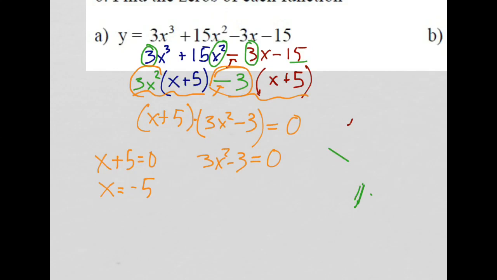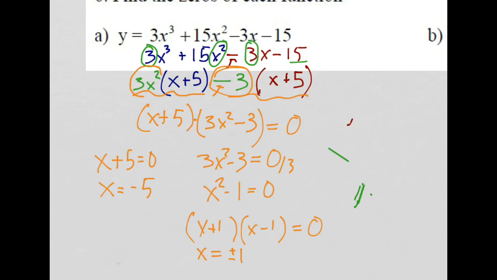This one, well, first off, I noticed that my 3x squared and my minus 3 both have a 3 in them. So I'm going to divide by 3, and that becomes x squared minus 1 equals 0, because 0 divided by 3 is still 0. Now I have x squared minus 1, which is a difference of squares, so I can rewrite it as x plus 1 times x minus 1, because that will eliminate my middle term. But that tells me that I have zeros at plus or minus 1.